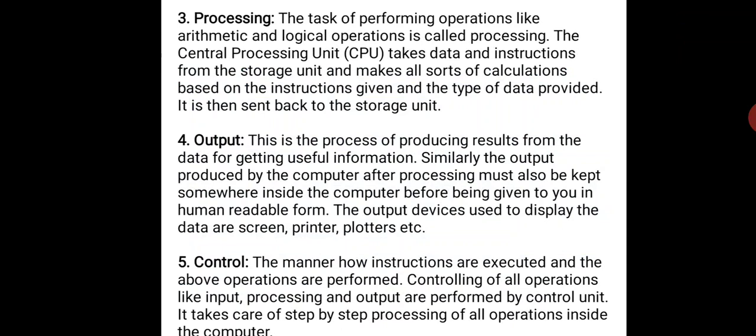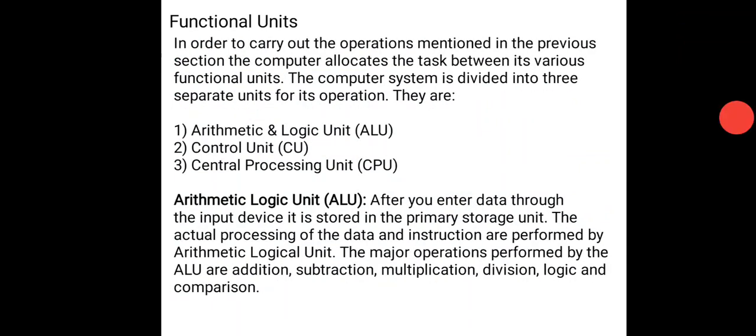Next one is CU, the control unit. It controls how instructions are executed and how the above operations are performed. Controlling of all operations like input, processing and output is done by the control unit. It takes care of the step by step processing of all operations inside the computer. Next one is the ALU, or arithmetic logic unit.